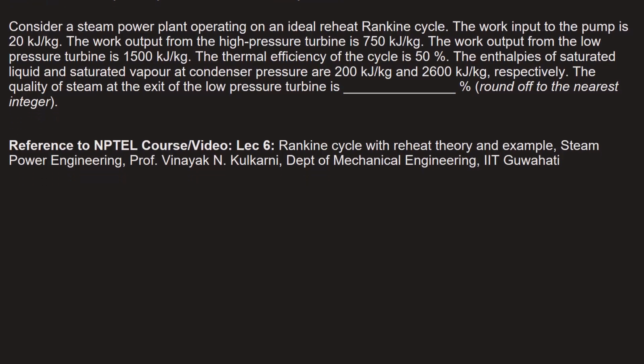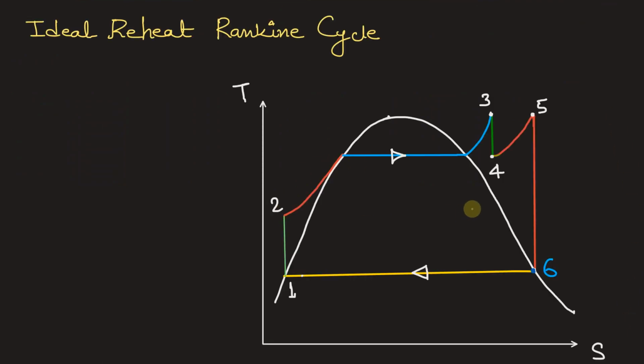Let's see the TS diagram of an ideal reheat Rankine cycle. This cycle represents ideal reheat Rankine cycle. In an ideal reheat Rankine cycle, we have two turbines. One is the high pressure turbine. Between process 3 and 4 we have the high pressure turbine. After the steam exits this high pressure turbine, it is reheated, and the temperature increases, right?